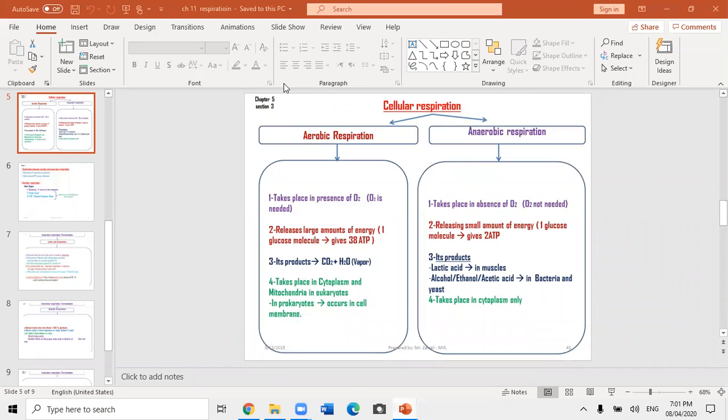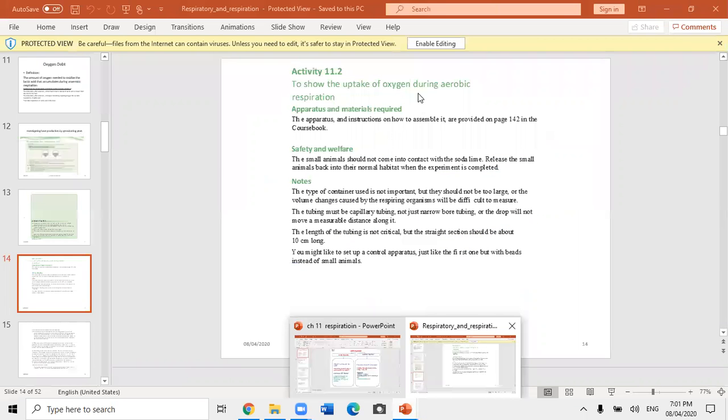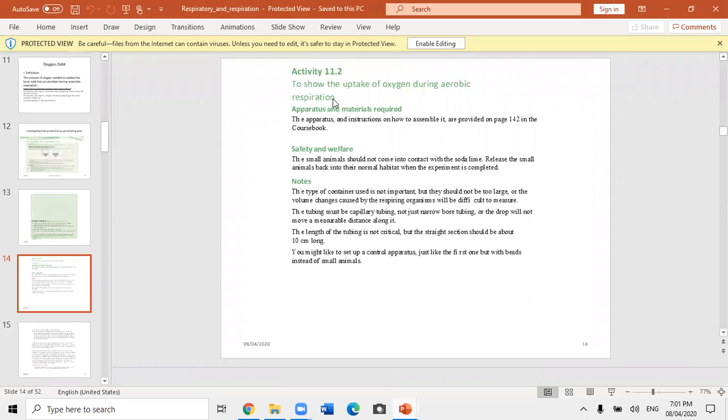Here, this activity 11.2, the objective was to show the uptake of oxygen during aerobic respiration. Here we use certain apparatus, and we have a figure inside the book to help students, two figures actually, A and B, to help students understand the experiment. The first picture is without animal, it's just a control tube, and the second one has the animal, in which we leave the animal to breathe, to respire, and then we measure the oxygen.